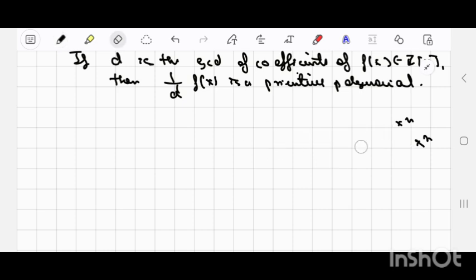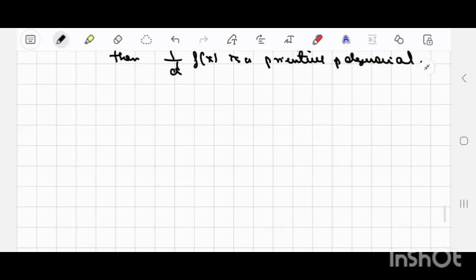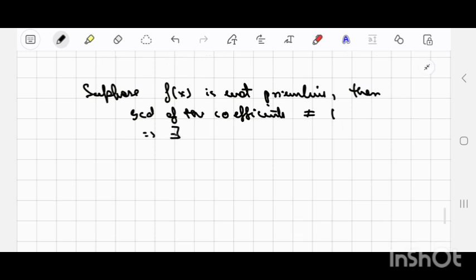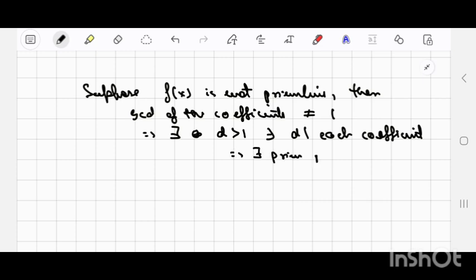Fine. Moreover, something immediate you can also observe: suppose f(x) is not primitive. Then what do I mean? The GCD of the coefficients does not equal 1. What does that mean? That means there exists some d greater than 1 such that d divides each coefficient. Now d is an integer, so d has some prime factor. That means there exists some prime p such that p divides each coefficient.